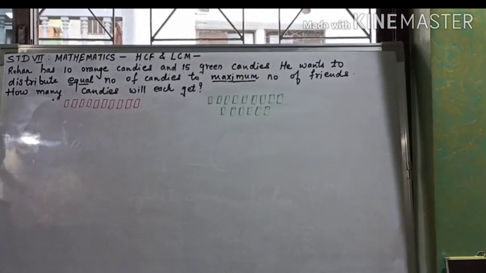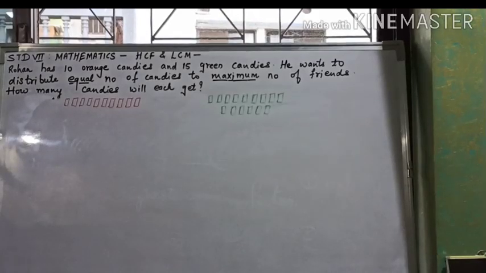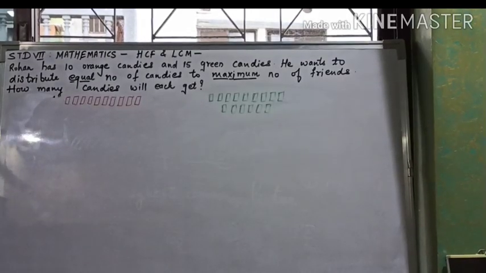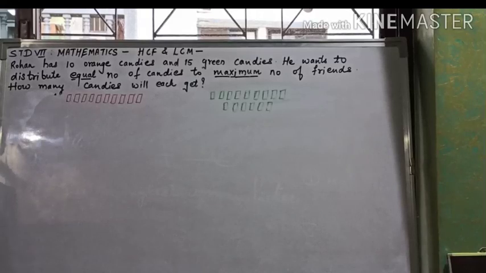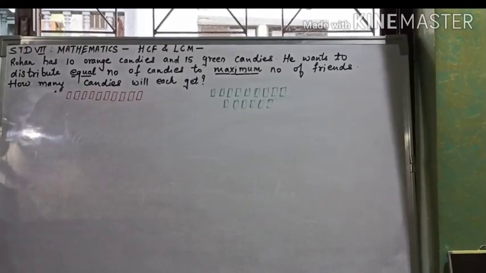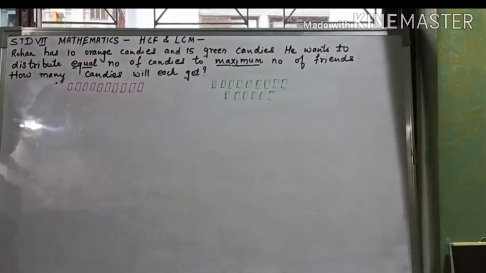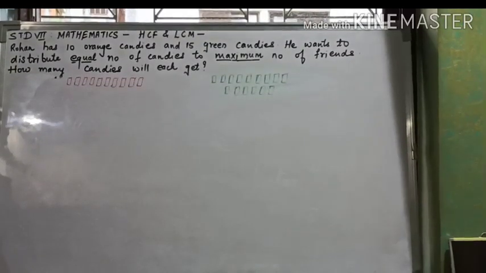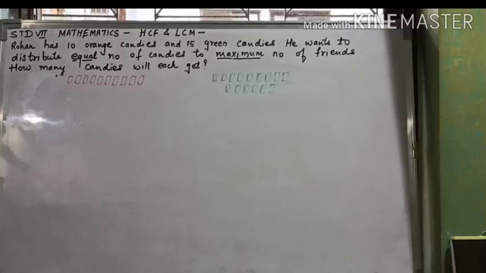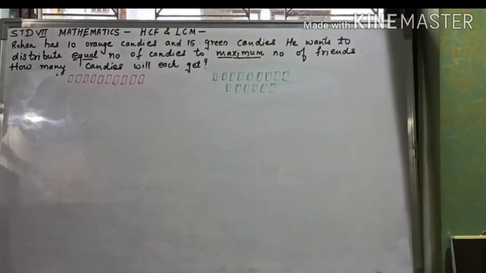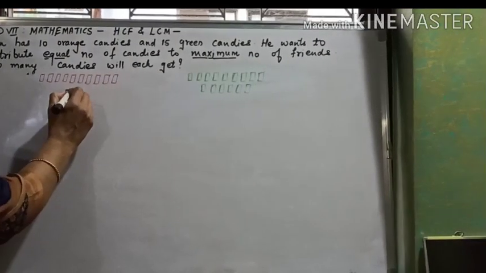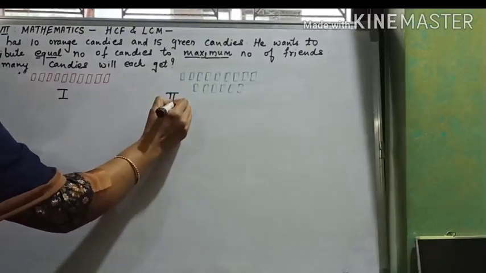Here equal, each friend should get an equal number and also he should get the maximum number. So what will happen if he distributes to his one friend? So he will get all the 10 orange candies and 15 green candies. But he doesn't want to do so. He wants to distribute to more friends. So if he distributes to 2 friends, then distributes means divided.